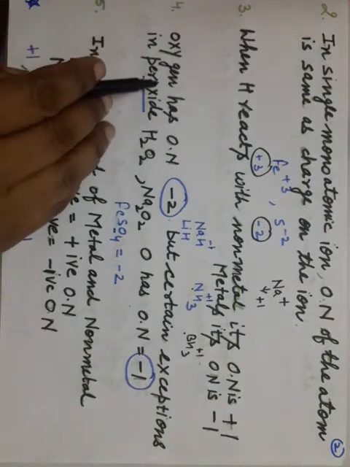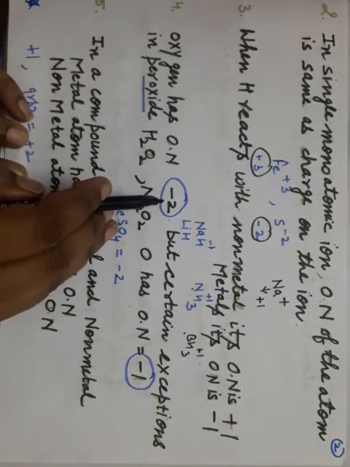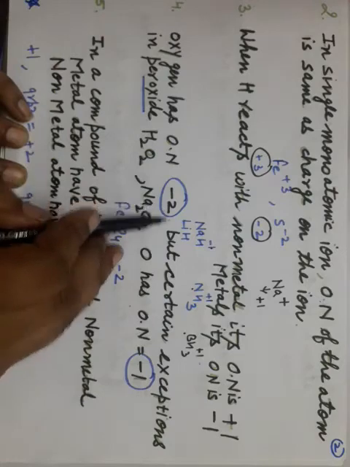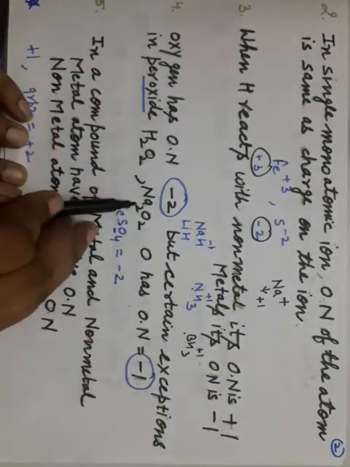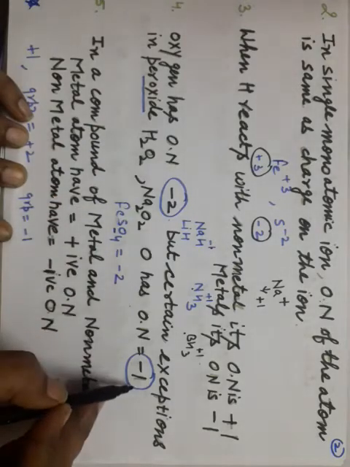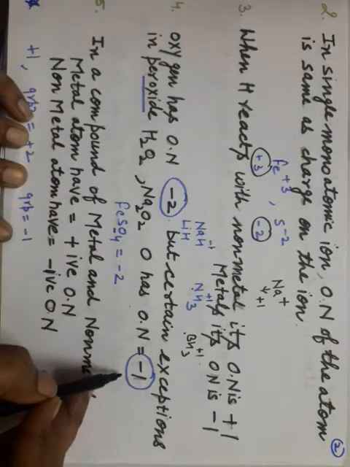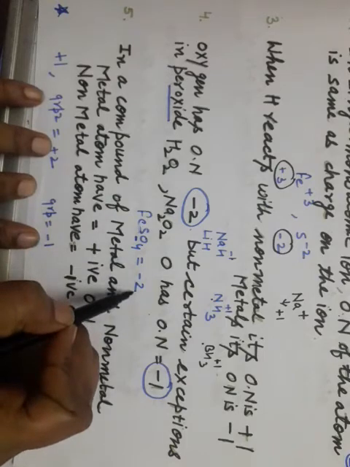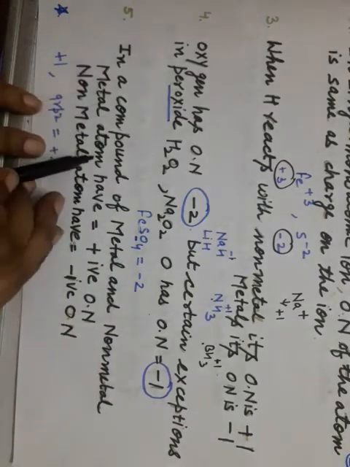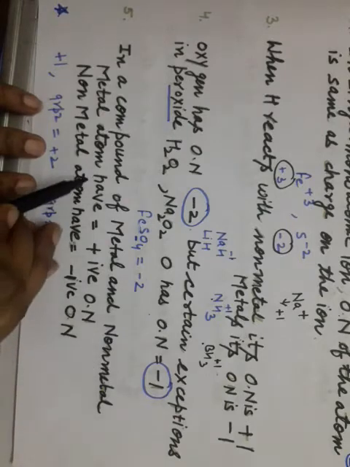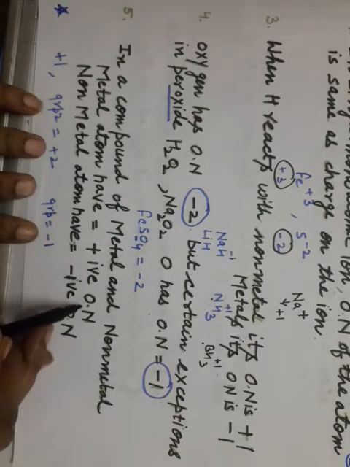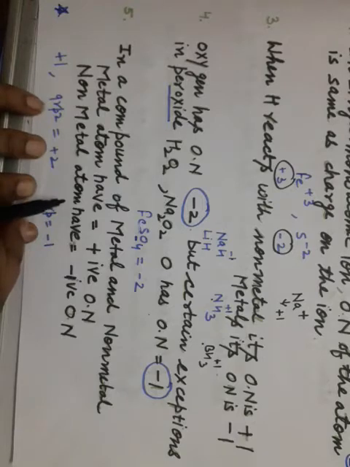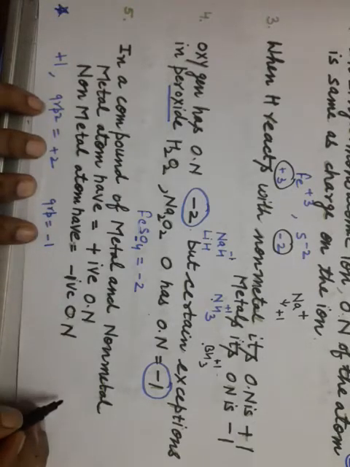Next rule, the oxidation number of oxygen is always -2. It's fixed, -2. But certain exceptions are there. In hydrogen peroxide and sodium peroxide, oxygen has -1 oxidation state. Let's take an example. See, in FeSO4, oxygen always has -2 oxidation state. Next rule, in a compound of metal and non-metal, the metal always has a positive oxidation state and the non-metal has a negative oxidation state.